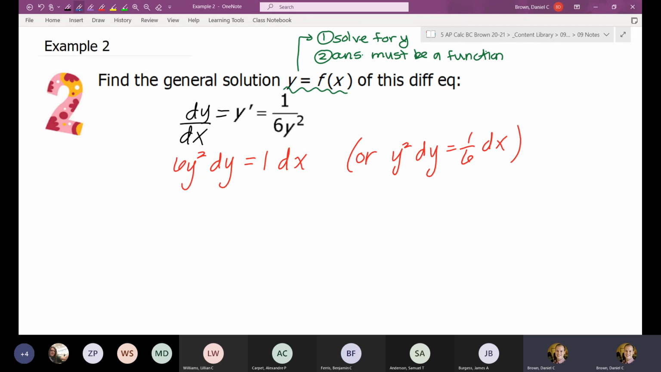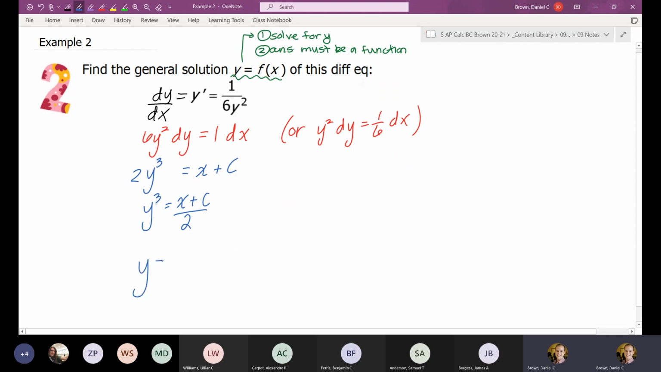So I've separated. Now I'm going to go ahead and integrate it. So that's going to become y cubed, 6 divided by 3 is 2, is equal to the integral of 1, which is x. And again, I only need 1 plus c. I often choose to put mine on the side with the x's. That is the general solution, but it's not in the form of y equals. So we do just want to get it into the form of y equals. So I'm going to divide both sides by 2. And so I have x plus c over 2. And then take the cube root of both sides. So I have y is equal to the cube root of x plus c over 2.